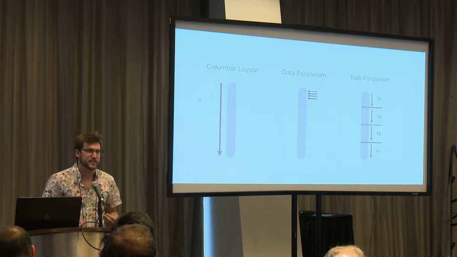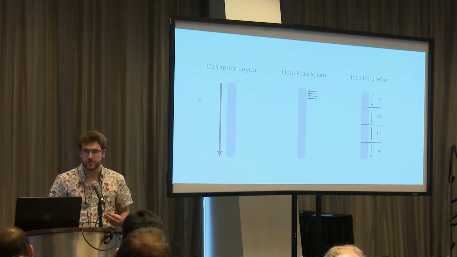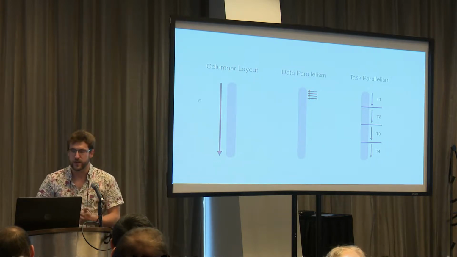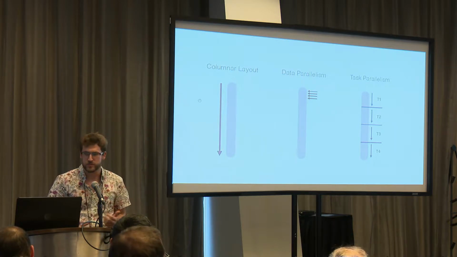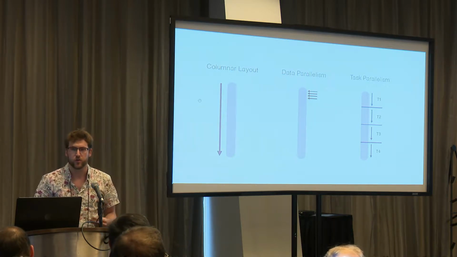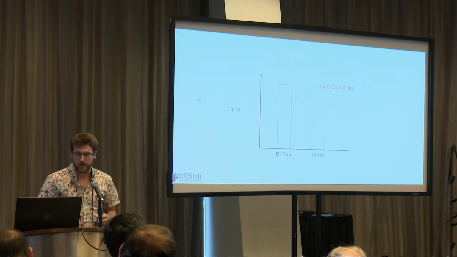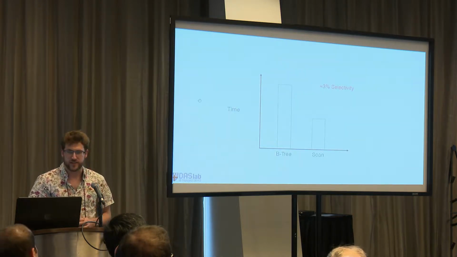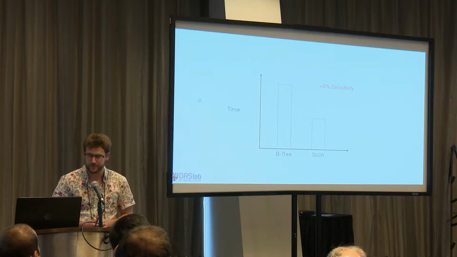So why have scans gotten faster? The first is the change to columnar layout. But just as important are data parallelism and task parallelism. Data parallelism is our SIMD or our GPUs, and task parallelism is our multi-core or multi-machine. We ran a query on our lab machine at around 3% selectivity, and we found that our scan was about twice as fast as our B-tree.